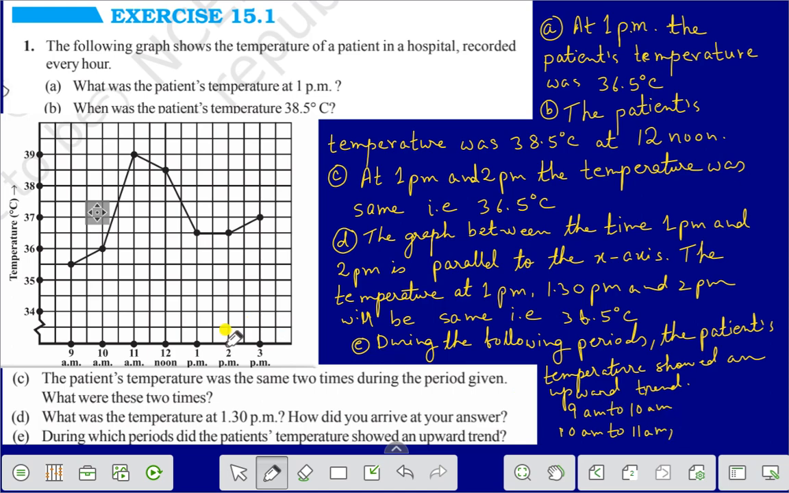Also this one 2 to 3, that is 2 p.m. to 3 p.m.